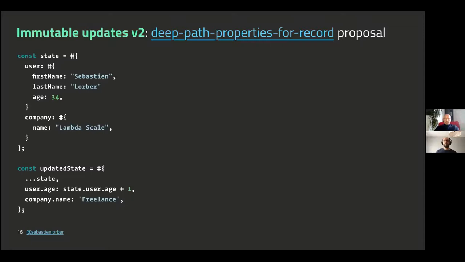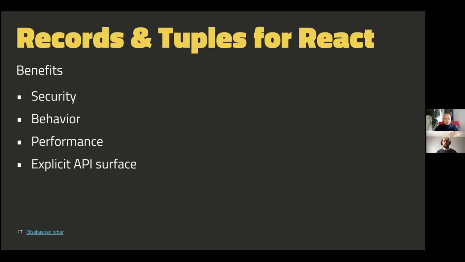So now I'm going to talk to you about the benefits of records and tuples in the context of a React application. There are many benefits, but I've listed only a few. The benefits are, for example, the security, the behavior, the performance, and the API surface. I will explain all these in the next slides.